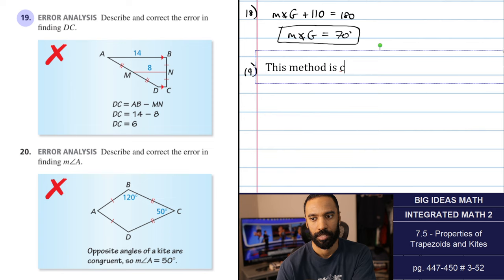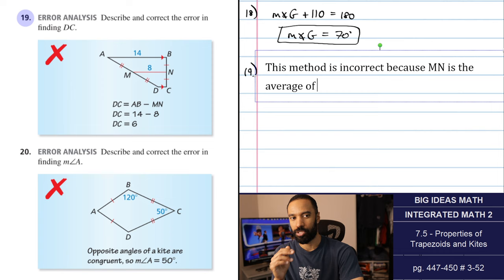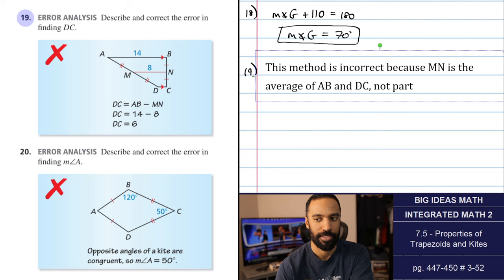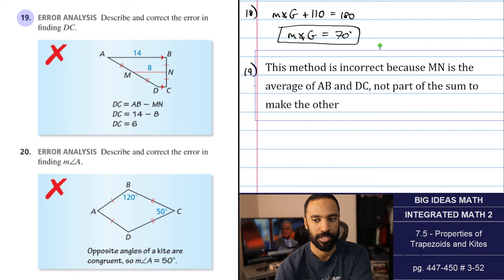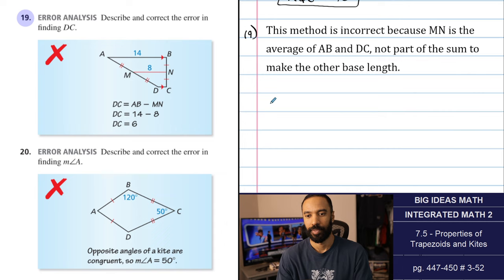Because MN is the average of, okay, I guess that's a way to put it. It's the average of these two, AB and DC, not part of the sum to make the other base length. So let's go ahead and correct it. Being the average of these two, DC, well, I don't want to put it that way. I want to do it the same way I did before.